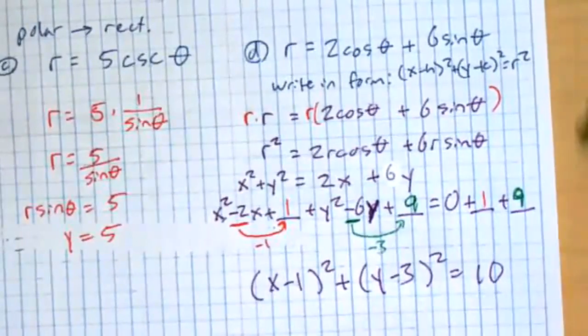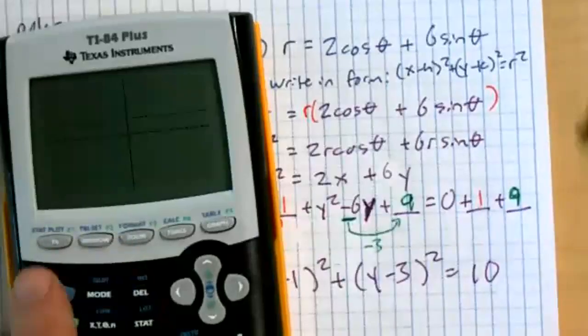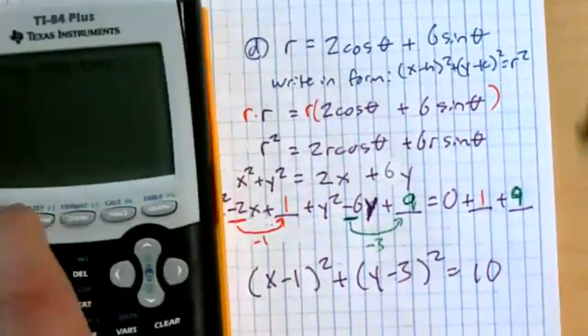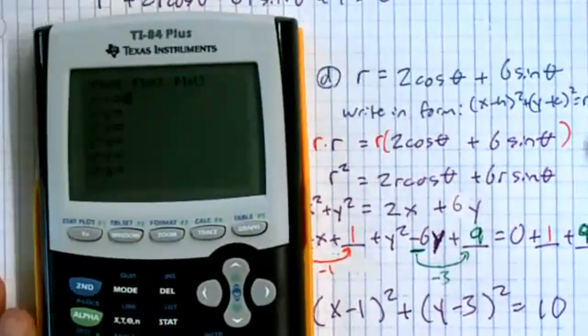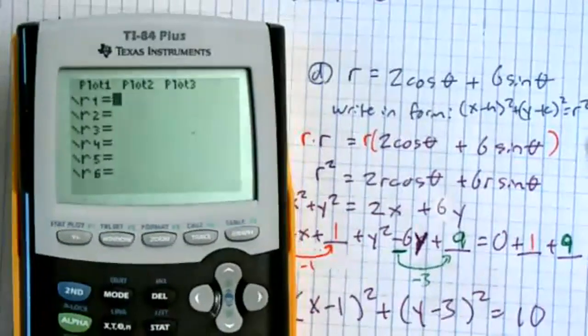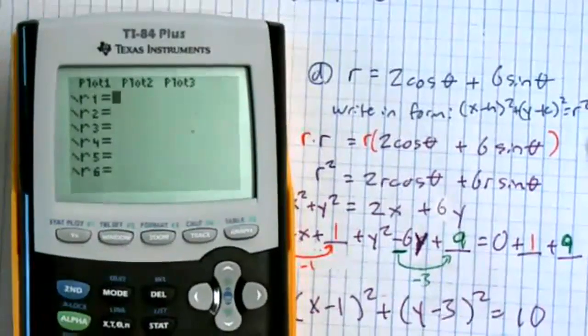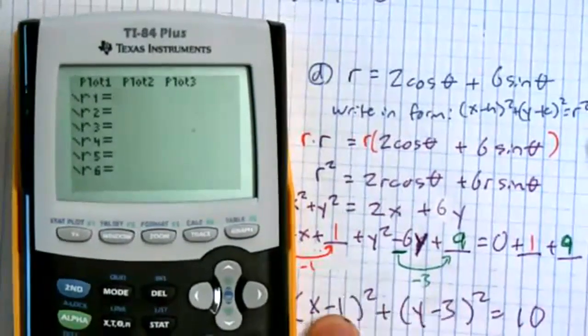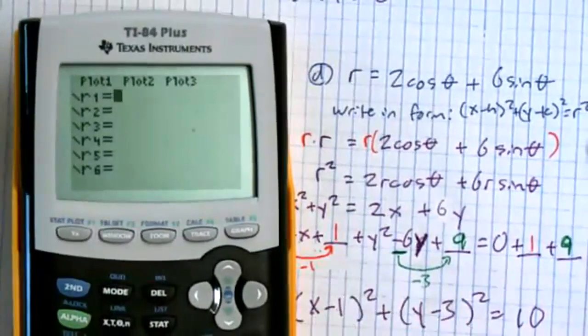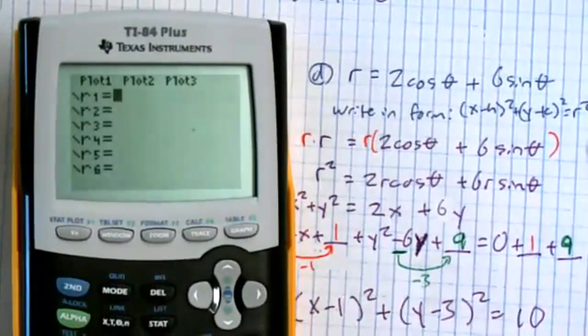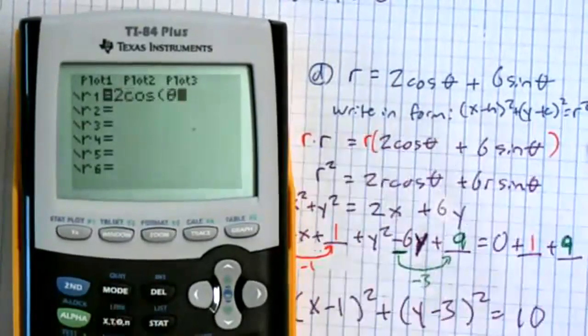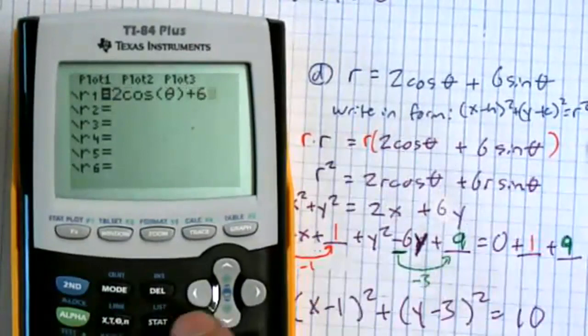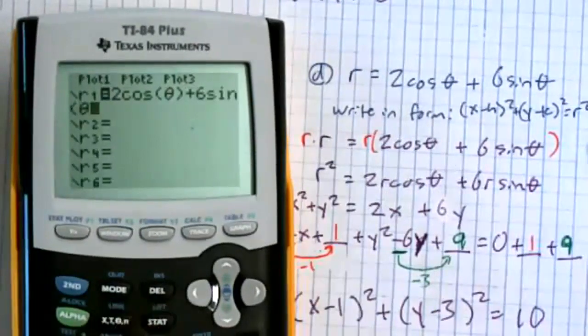Agreed? Hey, let's type in this equation and see if it matches. I'm already set up in polar mode. You don't have to type it in if you don't want to, but I'm just curious. It should be a circle centered at 1 comma 3 with a radius of square root of 10. So I'm going to go, original equation was 2 cosine theta plus 6 sine theta. Fingers crossed here.